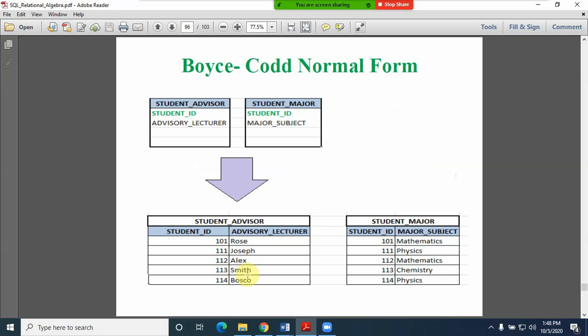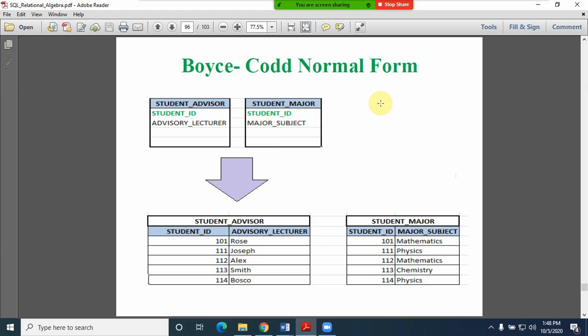We have student advisor and student major as two tables. In student advisor we have student ID information and advisory lecturer, and in student major we eliminated the advisory lecturer and are only placing student ID and major subject. In this case, friends, the student ID determines the advisory lecturer, because based on that particular class I can say RDBMS is handled by so-and-so, FIS is handled by so-and-so, and Java is handled by some other lecturer.